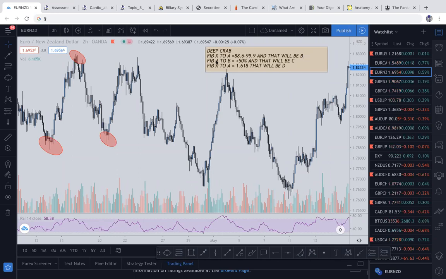Also, if you fib from A to B, that retracement should be above 50%, but 100% and below for your C. If C goes above 100%, the pattern is invalid. You can't trade it as a deep crab. And then the last part is to fib from X to A, and that will be an extension level 1.618 level for your D leg.